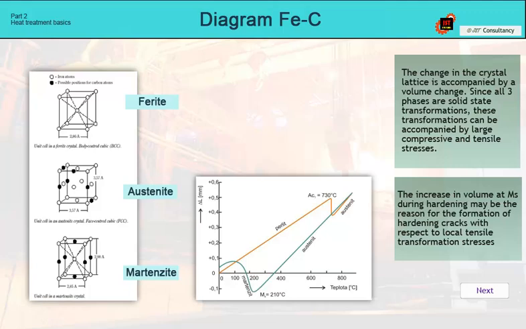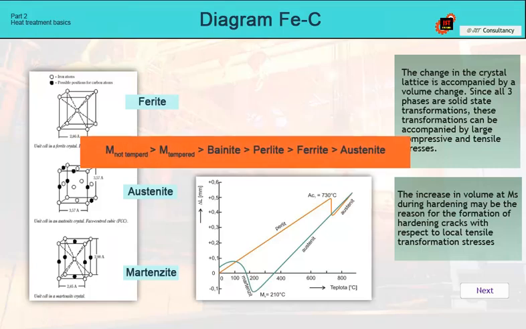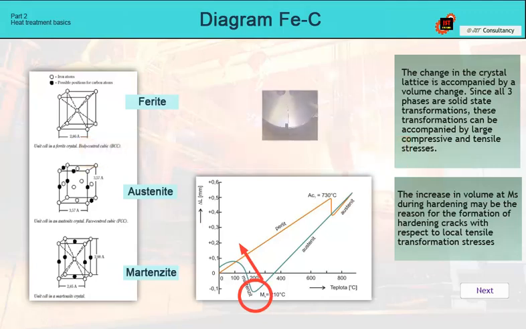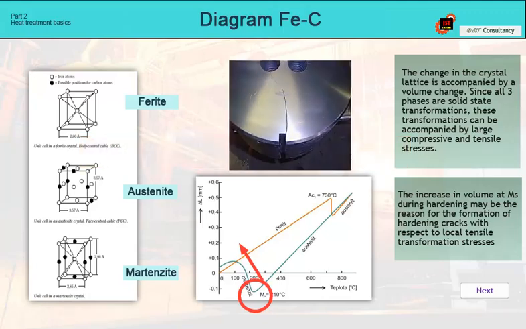In terms of volume, untempered martensite has the largest volume, followed by tempered martensite, bainite, pearlite, and ferrite. The smallest volume is occupied by austenite. In the case of quenching steel, when reaching the martensite start temperature, this change in volume is so significant that it can be the reason for the formation of high tensile stresses and subsequently cracks during quenching.